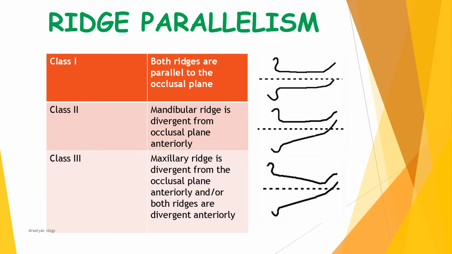So coming to the ridge parallelism, this affects denture stability as non-parallel ridges will cause movement of the bases when teeth occlude due to unfavorable direction of the forces. And it is classified as parallel and non-parallel. Class 1, the both ridges are parallel to the occlusal plane. Class 2, the mandibular ridge is divergent from occlusal plane anteriorly. And class 3, maxillary ridge is divergent from occlusal plane anteriorly, or both ridges are divergent anteriorly.